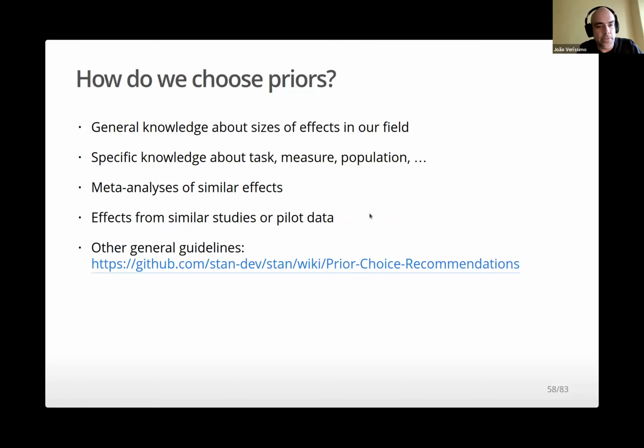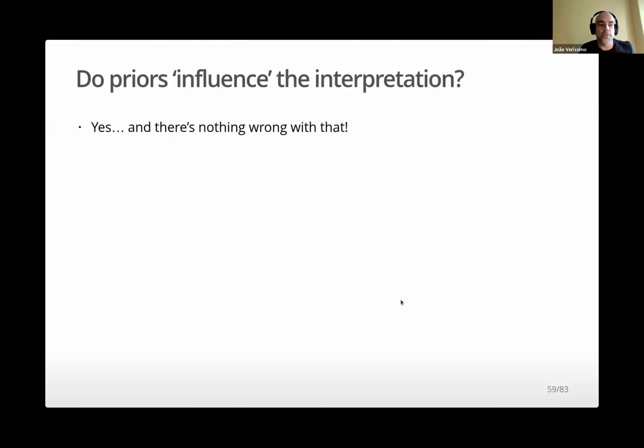We would be surprised if we found 200 millisecond effects in a mass priming task. And that surprise is precisely the notion that we already expect something in the form of prior knowledge. We can also look at meta-analysis, effects from similar studies, etc. And you can look at this link for more prior choice recommendations.